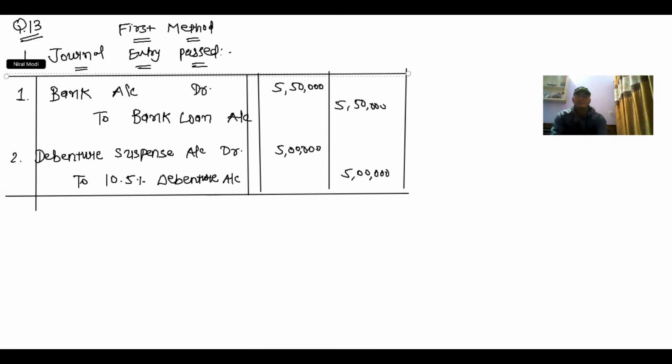This is the first method for which we have to pass the journal entry, and they also ask to show the details in the company's balance sheet. So now we have to prepare an extract of the balance sheet. Now what is an extract? It is a very small summary for only these types of transactions. Extract of balance sheet as on 31st March 2018.